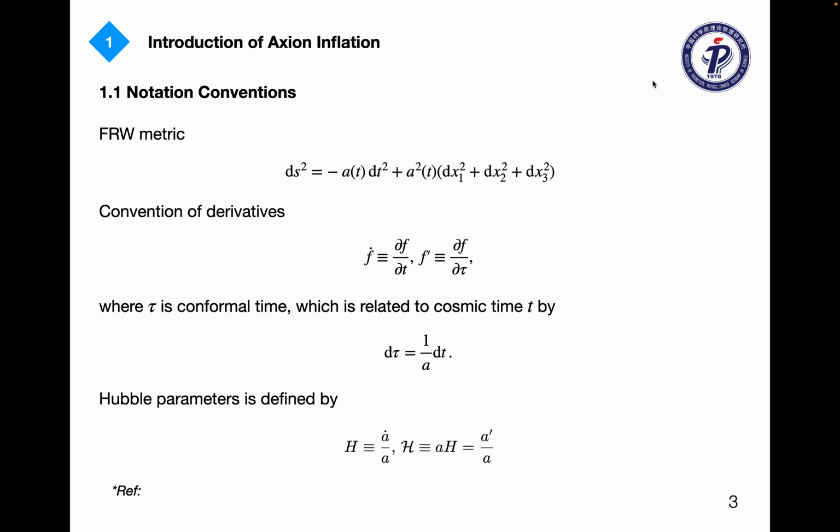This is the notation conventions used in this talk. I will use the standard FRW metric and use t to represent the cosmic time and tau to represent the conformal time. The dot represents the derivative with regard to the cosmic time, and the prime represents the derivative with respect to the conformal time. The cosmic time and conformal time are related by d tau equals dt divided by a. And I will use the standard H to represent the Hubble parameter with respect to the cosmic time, and use the calligraphic H to represent the Hubble parameter with respect to the conformal time.